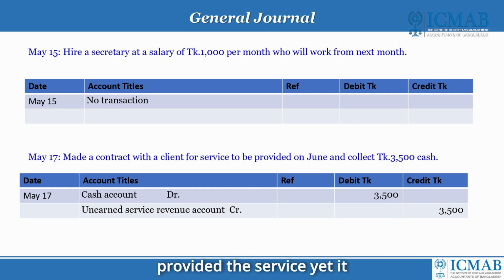And it has not provided the service yet. It should be provided in the next month, but I have received the cash, so it's a liability. So Islam Repair Shop should recognize this as a liability, and as the liability has increased, it should be credit. So the journal entry should be cash account debit 3500 and unearned service revenue account credit 3500.